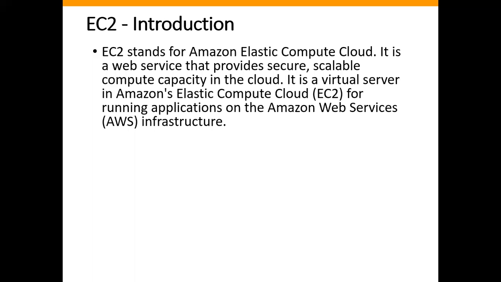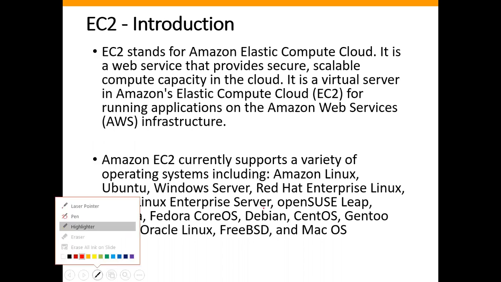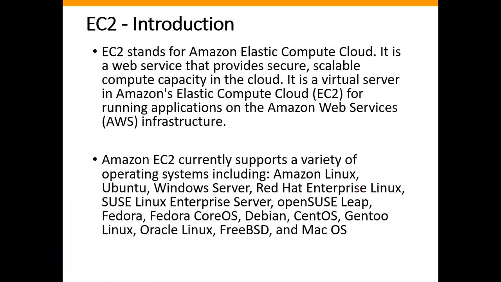Now, which type of operating systems are supported in Amazon? Here is the full list of operating systems it supports: Amazon Linux, Ubuntu, Windows, Red Hat, Oracle Linux, even Mac is also supported. Debian, CentOS, there are a lot of types of operating systems it supports for us to create our computer in Amazon.